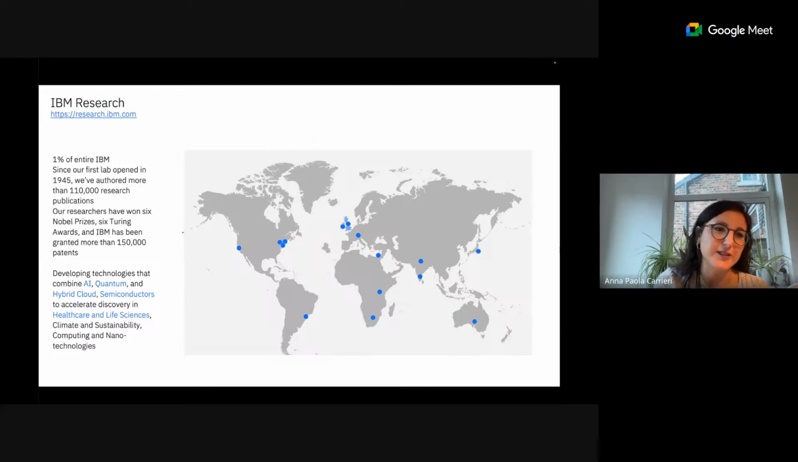And some of our researchers, from 1945, obviously, won 6 Nobel Prizes and 6 Turing Awards, and we have patented over 150,000 patents. So now this is the bit where the showing off is finished, I promised. What we are doing now is developing technologies that combine AI, quantum, hybrid cloud, semiconductors to accelerate scientific discovery in different areas. And one of the areas is healthcare life sciences, which is what interests us today, but we're also working in climate and sustainability and computing and nanotechnology.